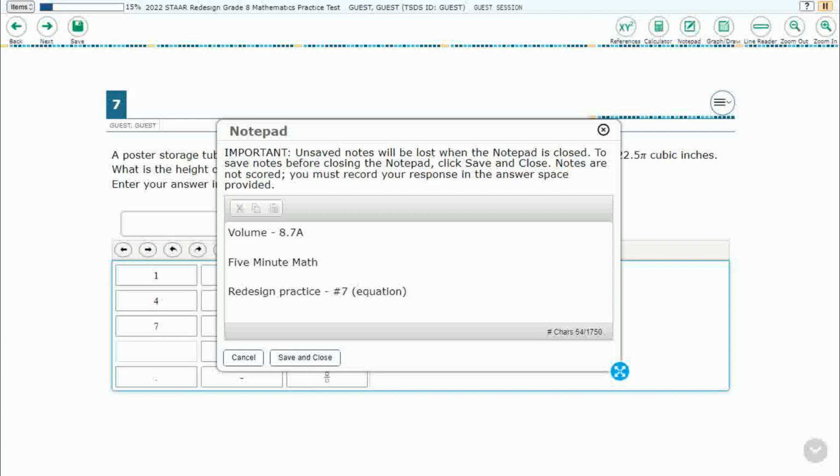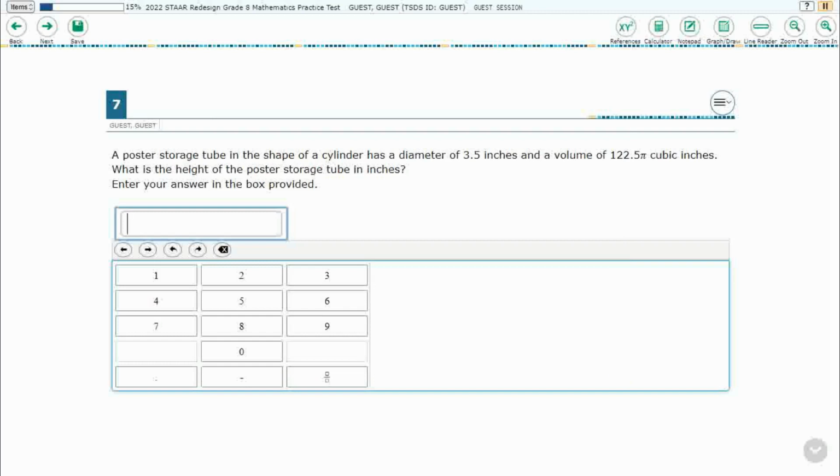Today we are looking at the 8th grade concept of volume. This is standard 8.7a in the great state of Texas, and we are using item number 7, which is a new item type called equation of the Redesign Practice Online STAAR test. If you haven't done so already, please pause the video, work this problem out on your own, unpause it, and we will look at our answers together.